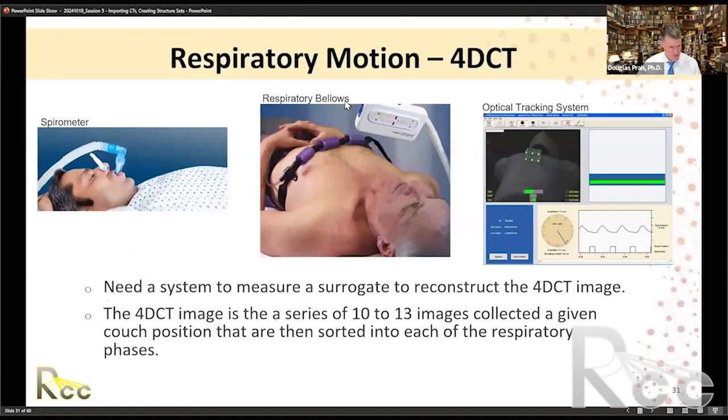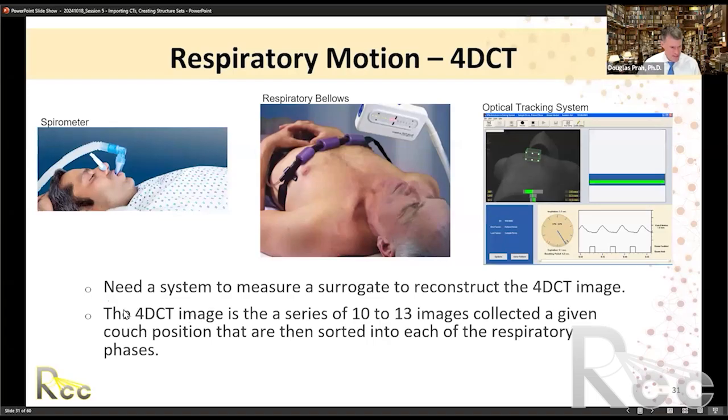I also wanted to include the case where I mentioned that our system has a respiratory motion system. There are a lot of different systems out there. There's a spirometer, which quantifies the amount of air entering and leaving your lungs. Respiratory bellows, which we use here, track a surrogate of the lung volume. There's also an optical tracking system. Varian has something they call the RPM system that uses infrared markers and a camera.